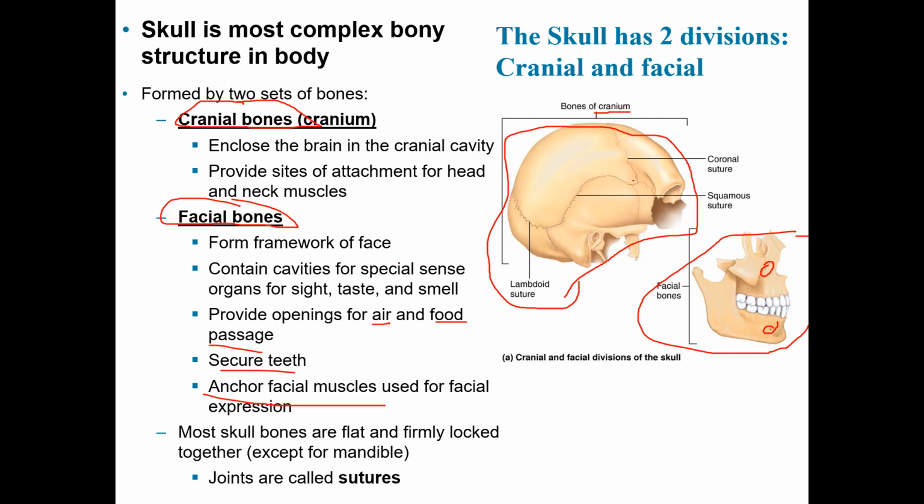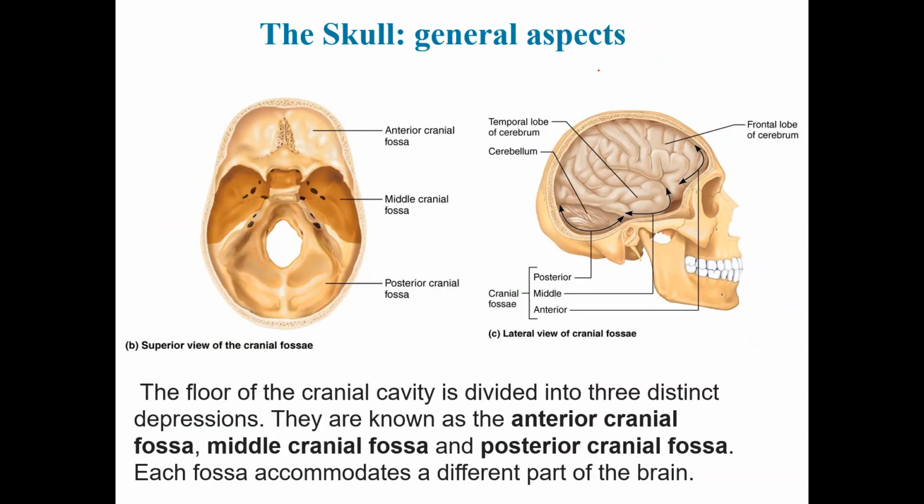As you know, most skull bones are flat and they're firmly locked together in a kind of joint that you should know. The name of them is sutures. Of course, we have looked at them already, and you should know what kind of joints they are. Remember, these are immobile. How do we call this immobile type of joints? Synarthrosis.